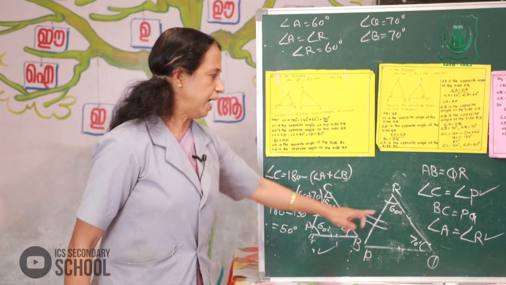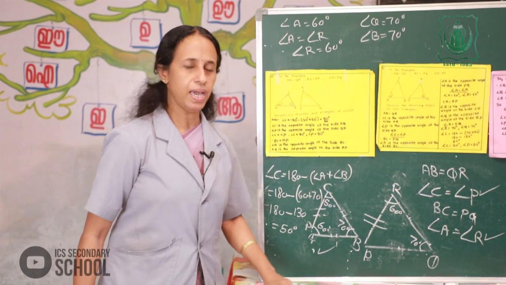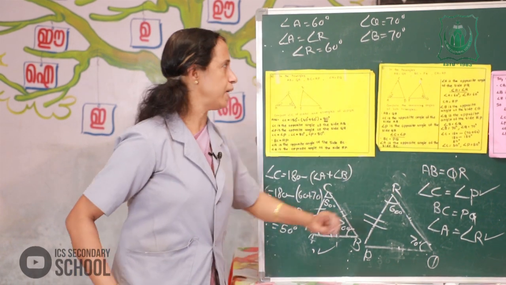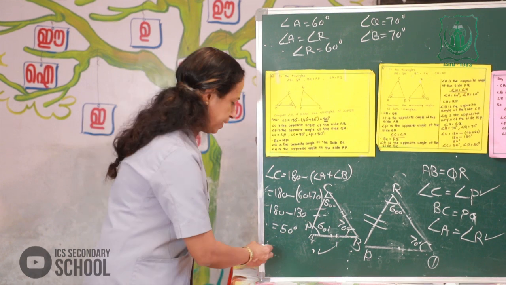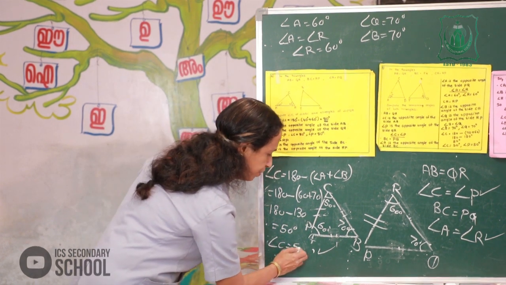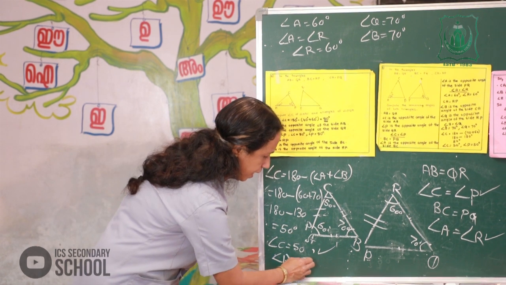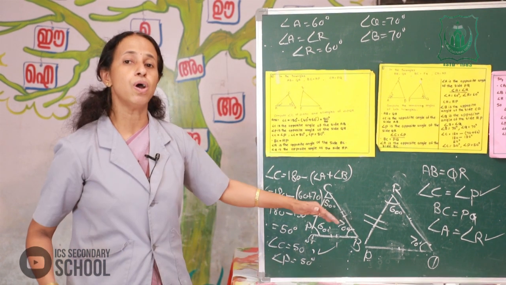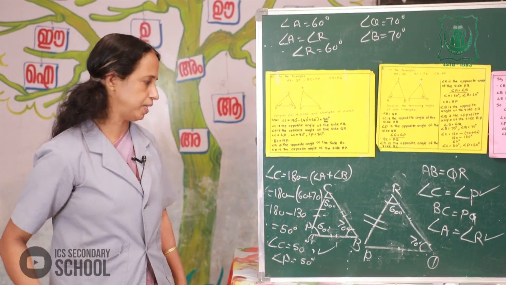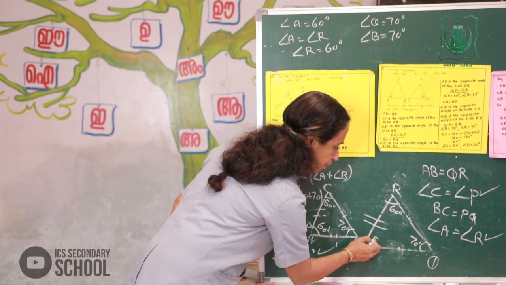Here angle C equal to angle P. Angle C equal to 50 degree. So angle P equal to 50 degree.